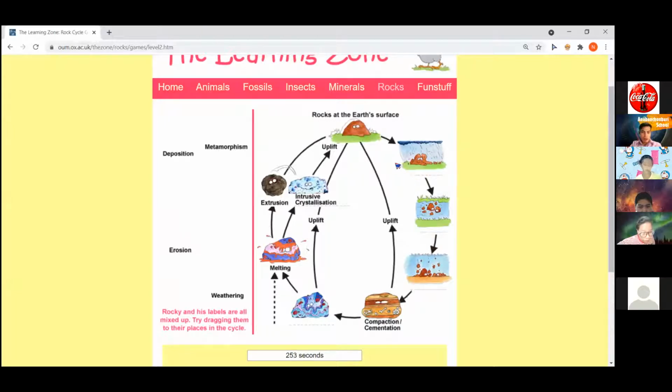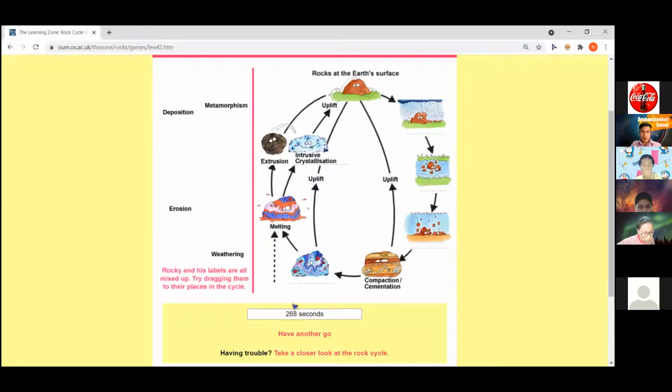Okay, what about metamorphism? Where is the metamorphism there? Metamorphism is below the, go. Where is the metamorphism? There, again. Okay, good, perfect, correct. What about the deposition? Deposition should be there, before the sedimentary rock. Before. Okay.